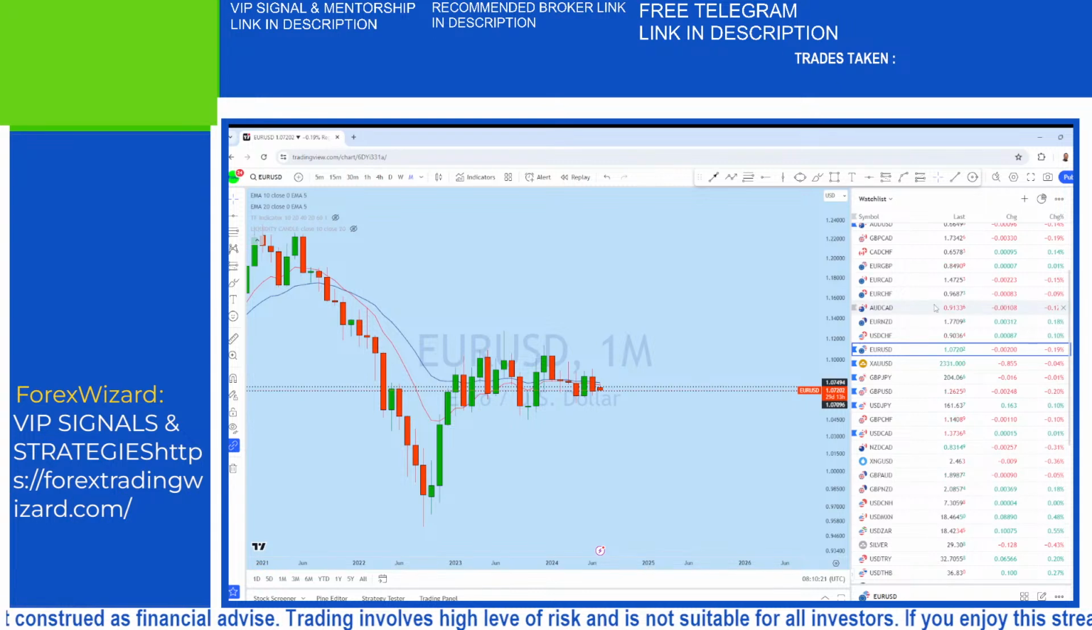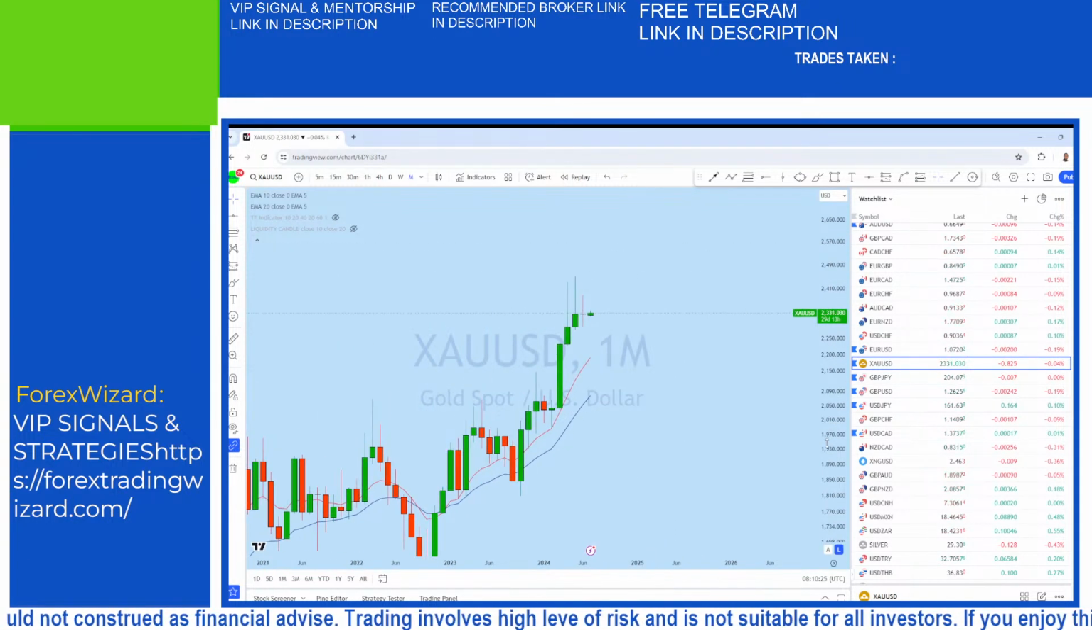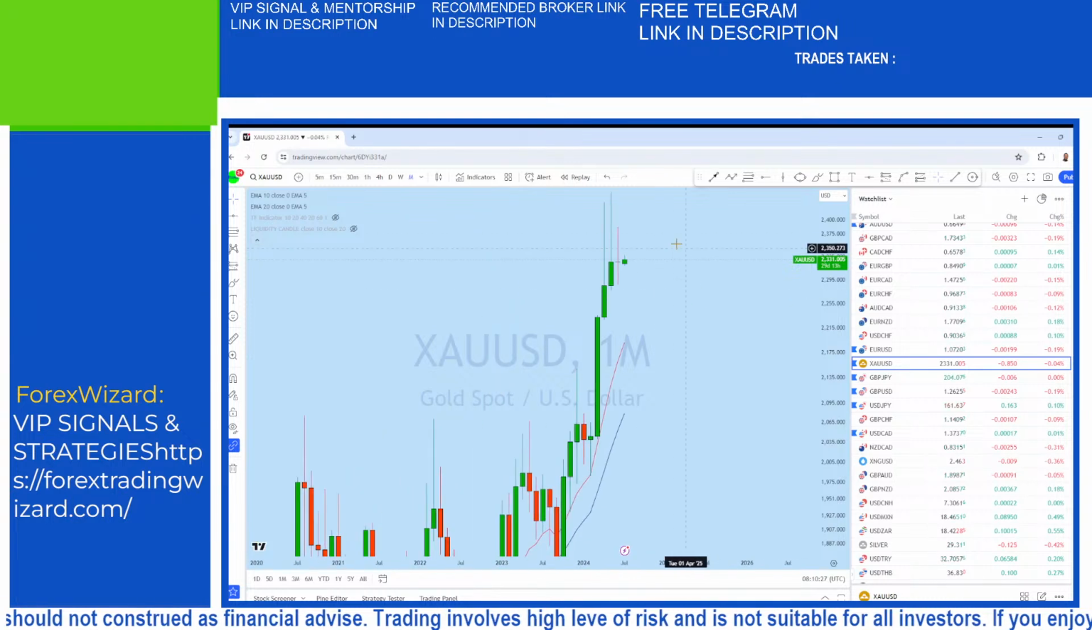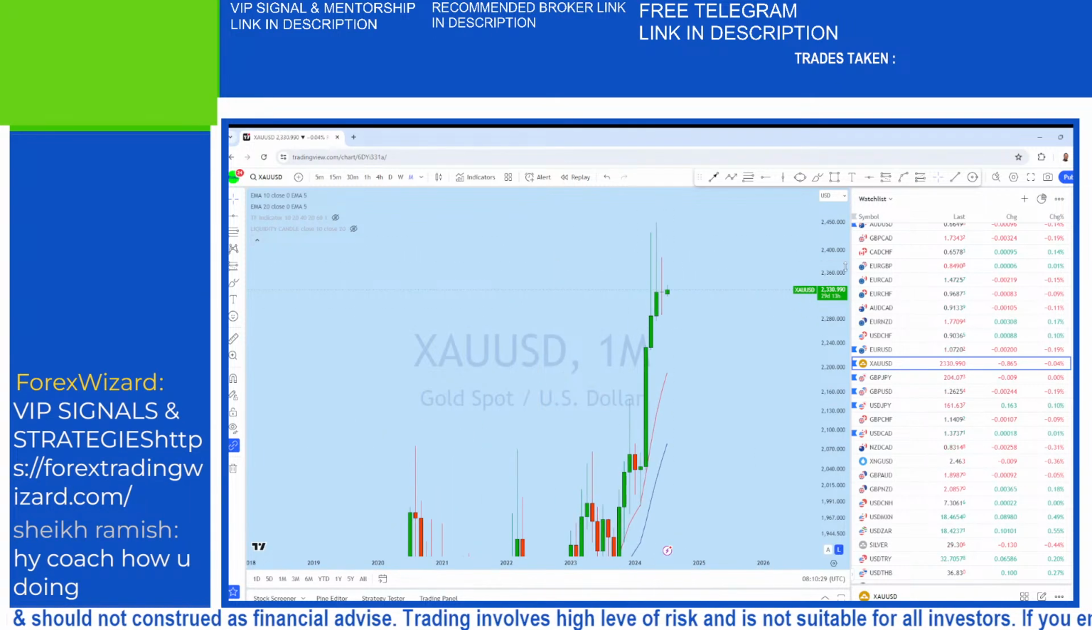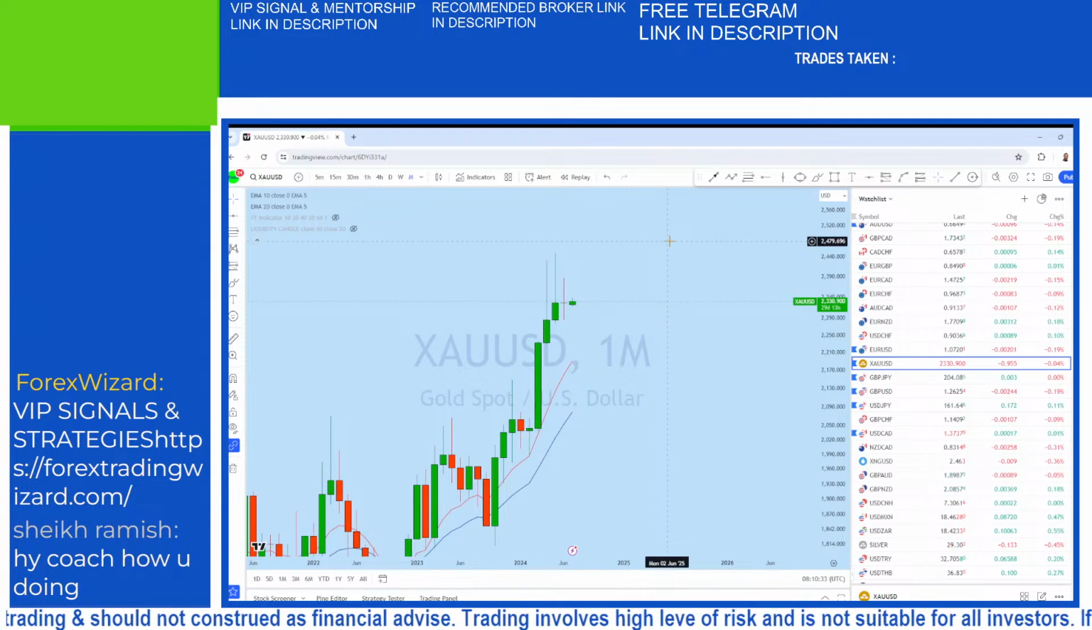Okay, so let's first of all start with gold, starting with the monthly chart to see the overall picture in the market. Why am I looking at the monthly? Because the monthly, weekly, higher time frames will give us clear direction, removing all the noise from the lower time frames.